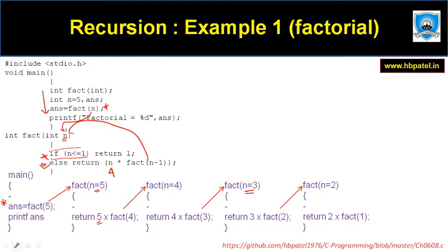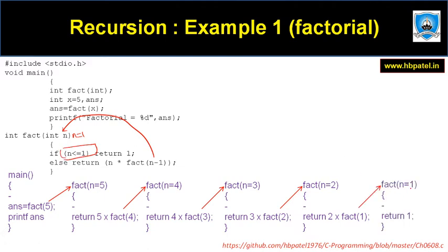Now we need to understand from here what will happen. Now this is fact of 1. So when it is called, this time n will be 1, and now this condition will be true. So look at this. Now n is equal to 1, so this condition is true. So now what will return? It will return 1. So it will go to this particular thing because this was called by this. So this return 1 will be over here. So now the answer of this entire fact of 1 is equal to 1.